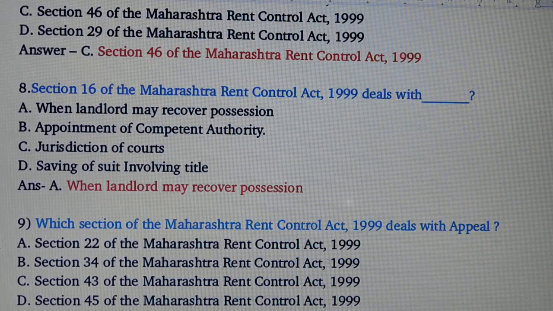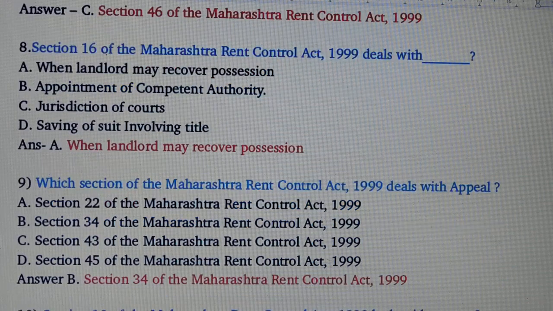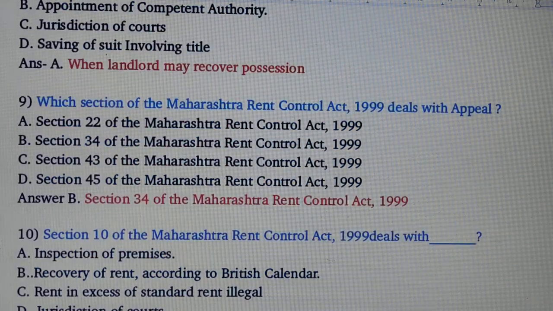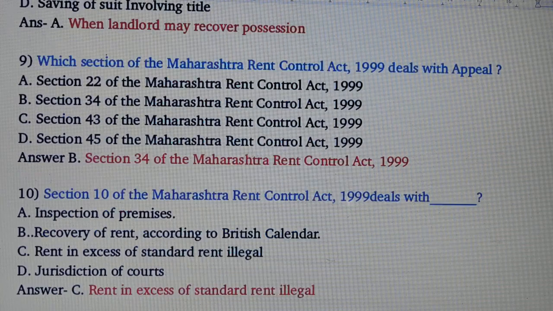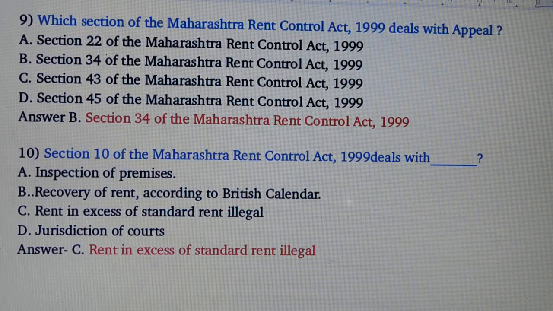Question number 8. Section 16 of the Maharashtra Rent Control Act deals with, answer is option number A, when landlord may recover possession. Question number 9. Which section of the Maharashtra Rent Control Act deals with appeal? Answer is option number B, section 34 of the Maharashtra Rent Control Act. Question number 10. Section 10 of the Maharashtra Rent Control Act deals with, answer is option number C, rent in excess of standard rent illegal.